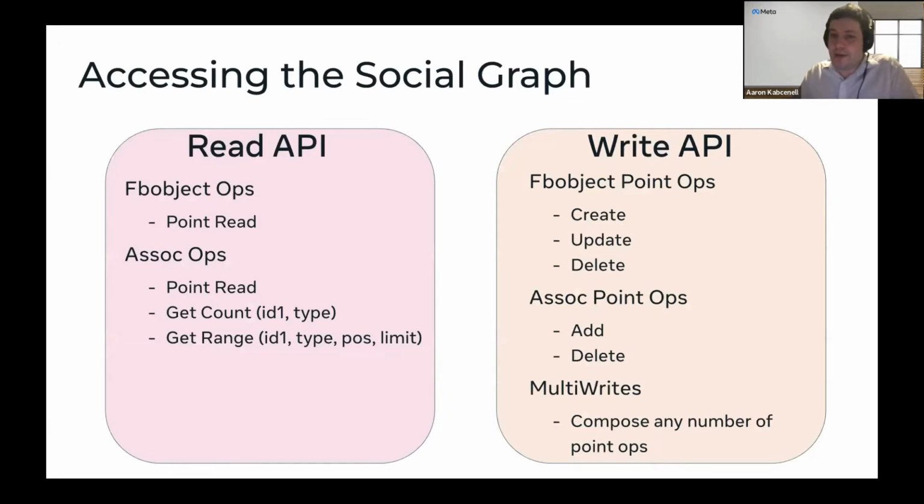And on the write side, things are, again, kept simple. We support point operations, so creates, updates, and deletes for graph nodes, and adds and deletes for edges. And then we have what we call multi-writes, which allows us to compose any number of point operations into something that we know that we want to be atomic. This allows us to provide some input API for consistency to our social graph mutations.